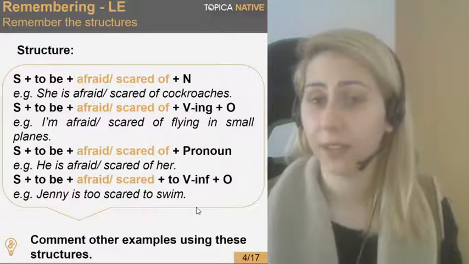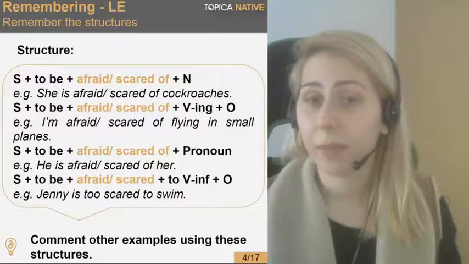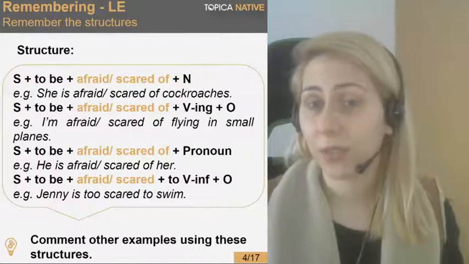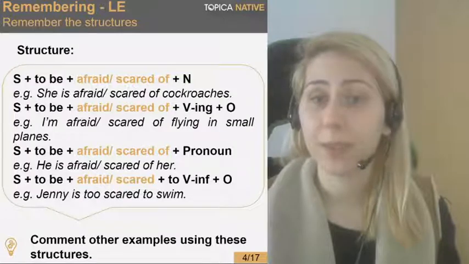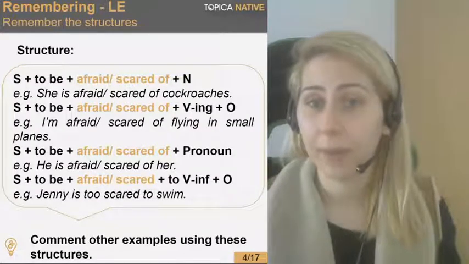Very good example: I'm afraid of lacking money. Because we are using the verb with ing, we need a preposition of. So don't forget that part. I'm afraid of lacking money.